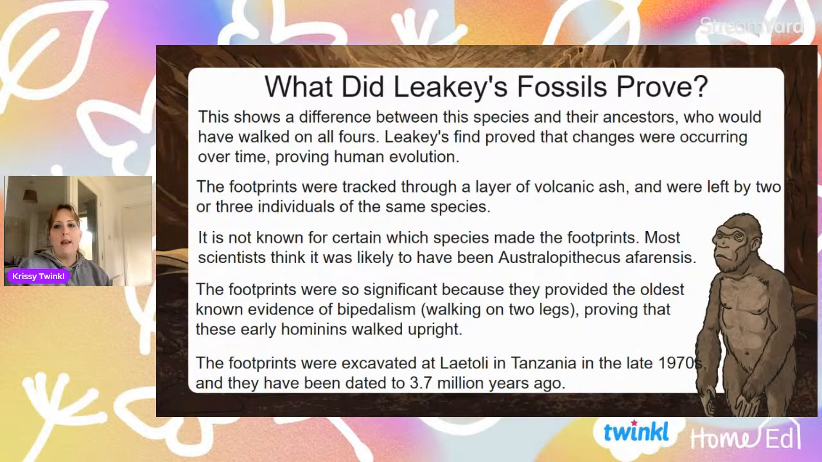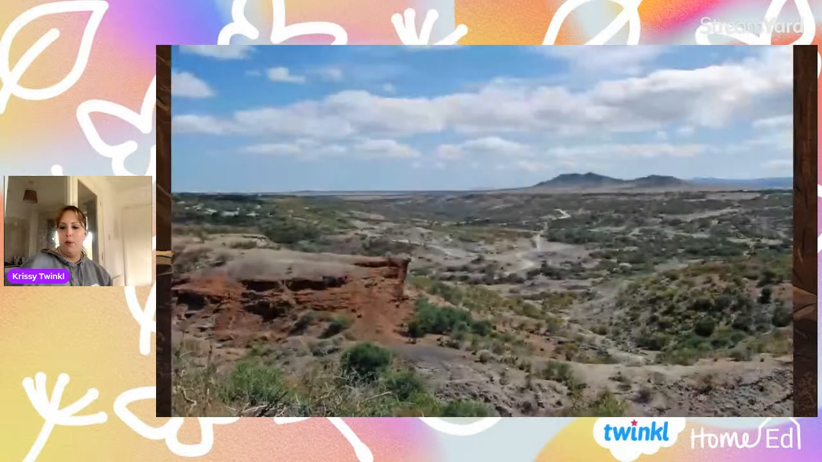Now, the footprints were excavated in Tanzania. There's been lots of discussion about what date they come from, but current scientific thought is that they are dated to about 3.7 million years ago. So we have lots and lots of different skulls and these footprints that help us piece together, when people are asking, well, how did we know these various things? You can piece together how these hominins have evolved.